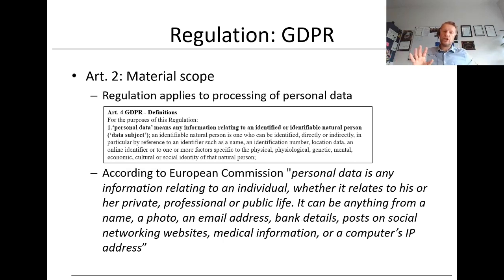It has various articles. We're not going to go through it exhaustively. Here you can see the material scope of the regulation, Article 2, and it says, let's read it together. For the purpose of this regulation, personal data means any information relating to an identified or identifiable natural person, also called the data subject. According to the European Commission, as you see at the bottom of my slide, personal data is any information relating to an individual, whether it relates to his or her private, professional, or public life. It can be anything from a name, a photo, an email, bank details, posts on social networking websites, medical information, even a computer's IP address.